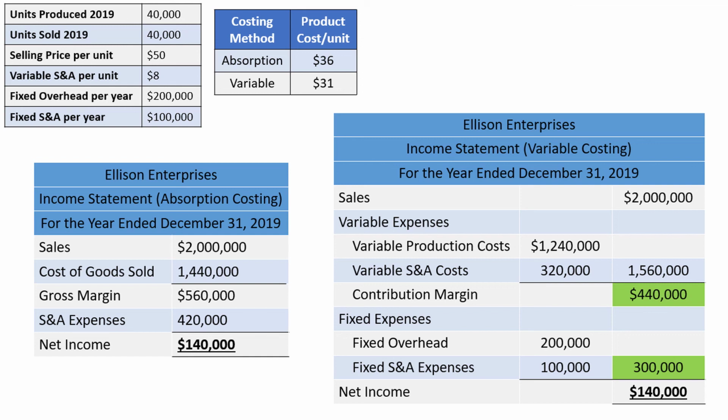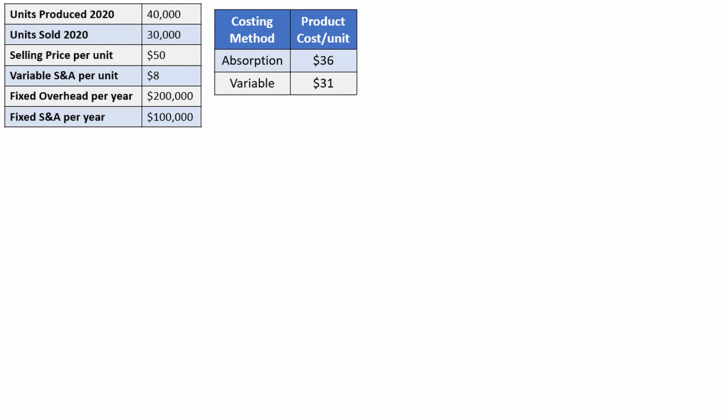So now we have finished the two income statements when the number of units produced is equal to the number of units sold. Now let's move on to the next year where the number of units produced is more than the number of units sold. Now we have 40,000 units produced and only 30,000 sold. All the calculations on the income statement will use the 30,000 units sold. We already considered the 40,000 units produced when we calculated the product costs earlier.